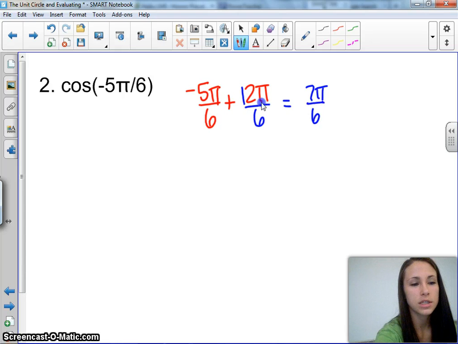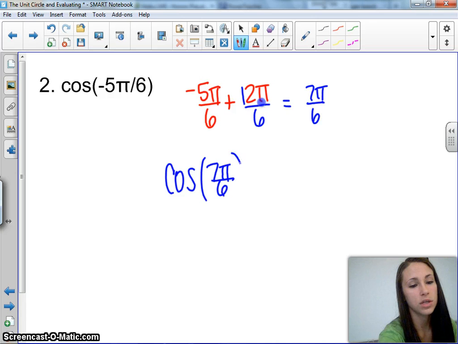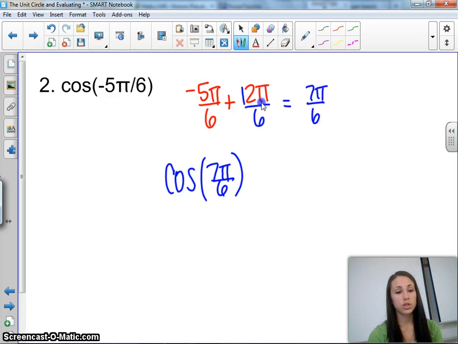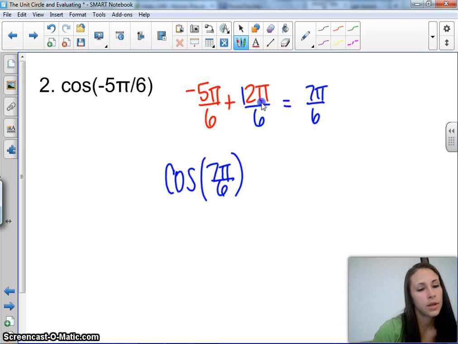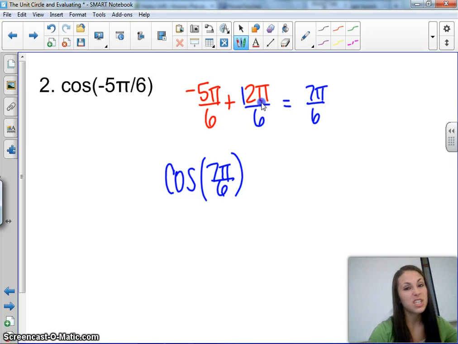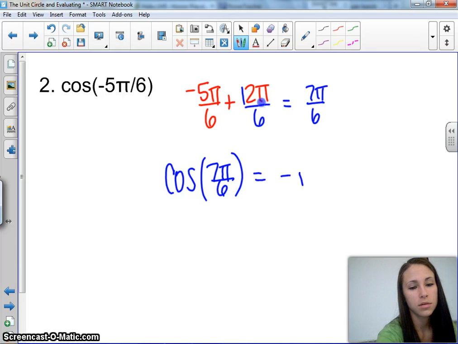7 pi over 6. So it's really like we're finding the cosine of 7 pi over 6. And if you reference your unit circle, the cosine at 7 pi over 6 is the x coordinate. And so that's just going to end up being negative square root of 3 over 2.